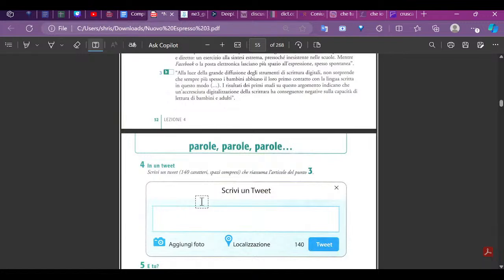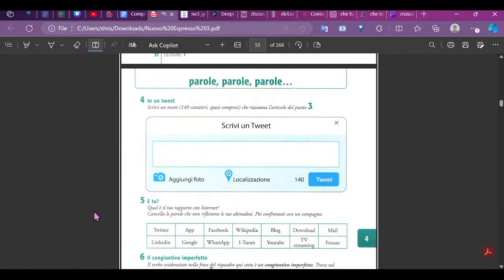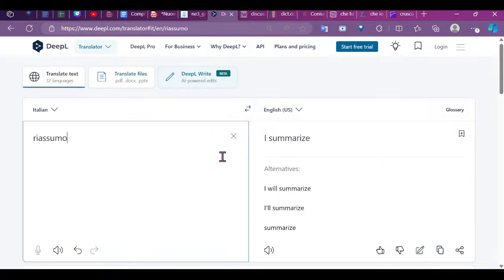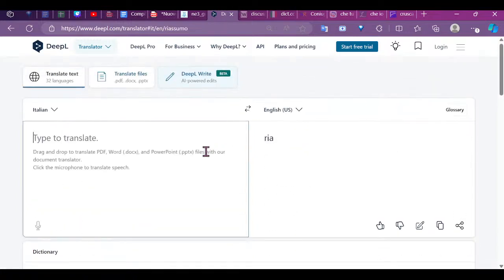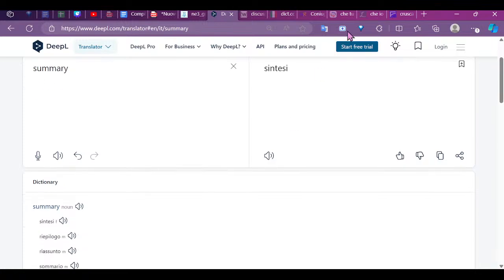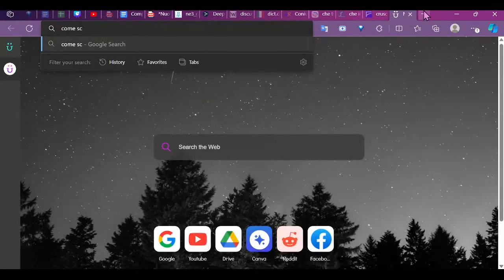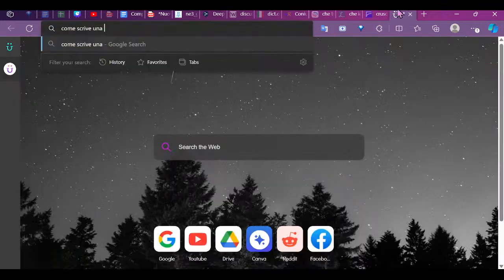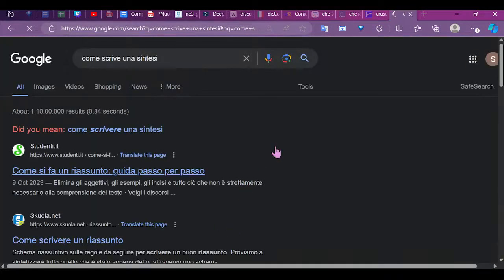What's funny is, there's no instructions on how to do that. How to write a summary? Wait, riassumo. No. What's the noun? Sintesi. Okay, how about now? Come si scrive una, un, uno? Let me check. Noun, but what is it? Oh, it's seven. Okay. Sintesi. Come si fa un riassunto?